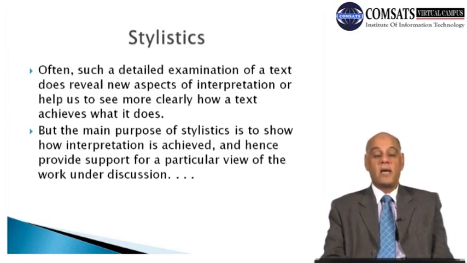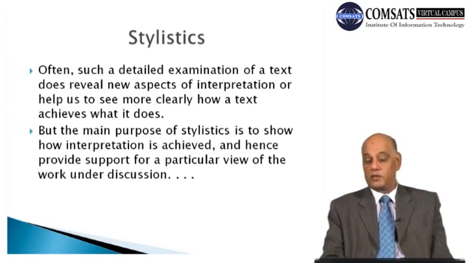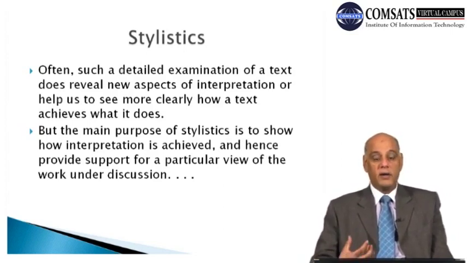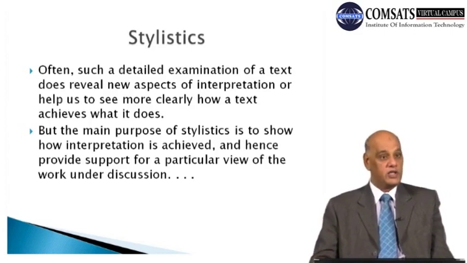Now, often such detailed examination of text does reveal new aspects of interpretation or help us to see more clearly how a text achieves what it does. But the main purpose of stylistics is to show how interpretation is achieved. As we talk about interpretation, what is the main purpose? The main purpose is basically how interpretation is achieved, how the reader can really interpret a text, and hence to provide support for a particular view of the work under discussion.